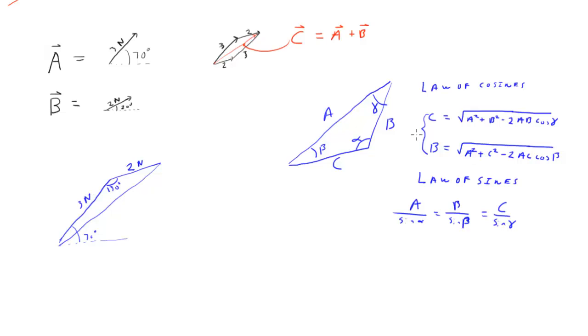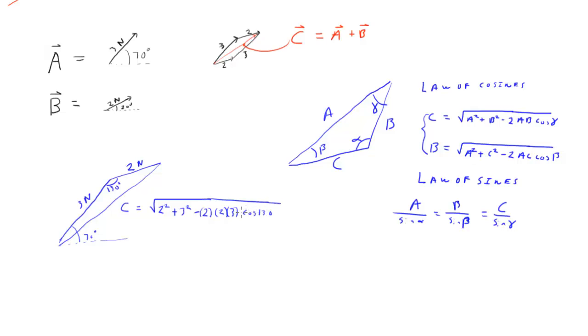And now if we look carefully at the law of cosines, and we call this C, we have the two opposite sides and the angle between them. That's all we need to determine the length right here, right? So C, this length, is equal to the square root of 2 squared plus 3 squared minus 2 times 2 times 3 times the cosine of 130.